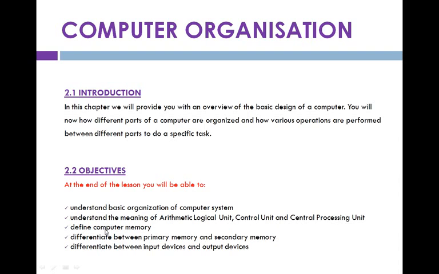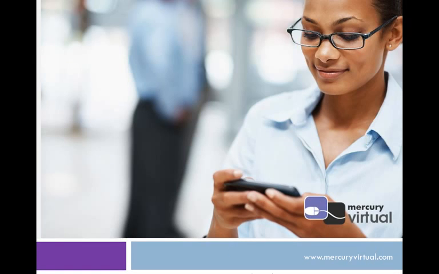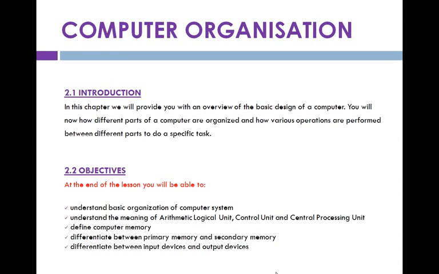Then define computer memory, means where the data is stored in the computer. Then differentiate between primary memory and secondary memory. Basically there are two parts of memory, primary and secondary, and then see what are the main differences between these two memories. And then the last topic is differentiate between input devices and output devices. Means what are the basic input devices and what is the difference between input device and output device.